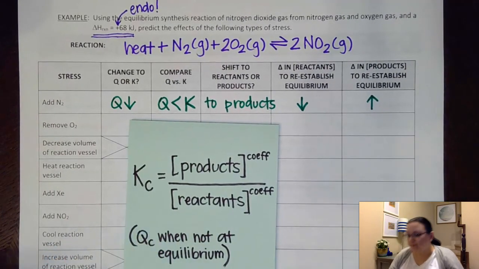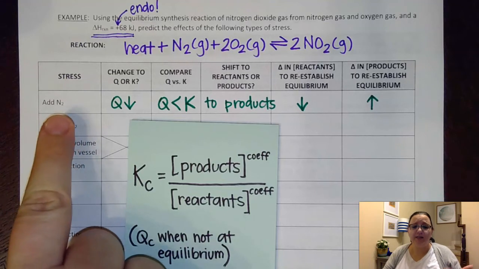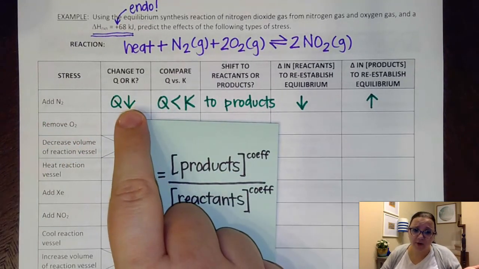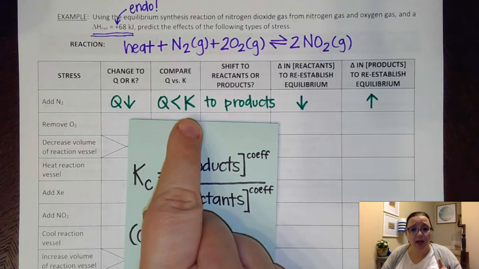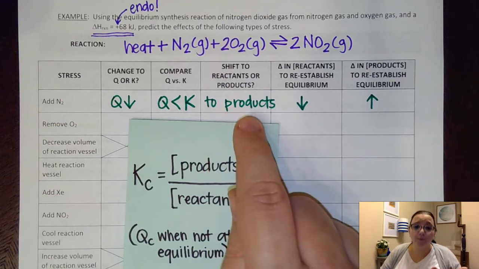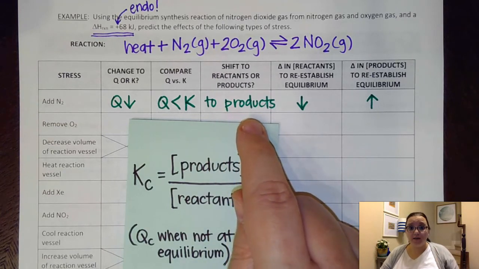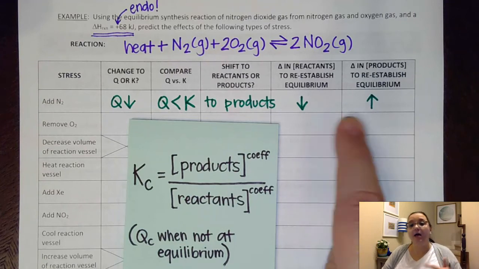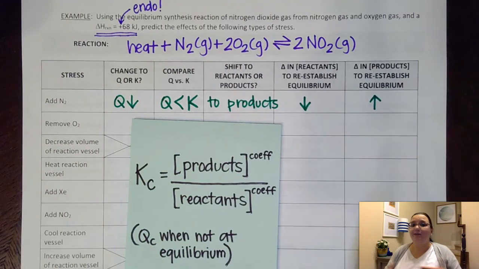Now again, these are your talking points if you were doing an FRQ. What I would want to say is if I add nitrogen gas in, because that is a reactant, that would cause the Q value to decrease where it ends up being smaller than K. To increase the Q, I would want to then shift to the products in order to reestablish equilibrium, which means that reactant concentrations decrease and product concentrations increase. Those are the exact things that you would want to talk about.